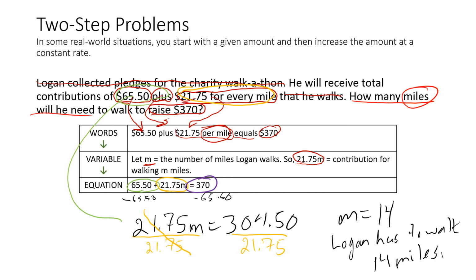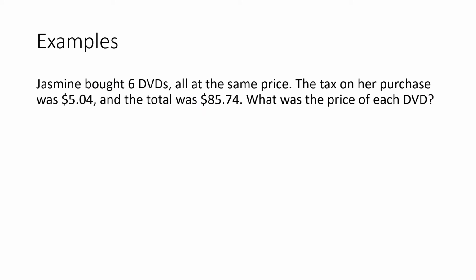Okay. All right. So our last one. Jasmine bought 6 DVDs, all at the same price. The tax on her purchase was $5.04, and the total was $85.74. What was the price of each DVD? Notice we do need to solve for the price of each DVD. We need to answer that question, but before we can do that, we have to set up our two-step equation.